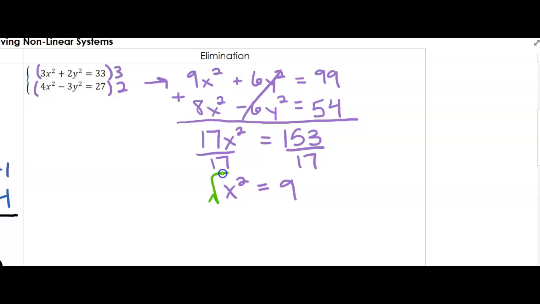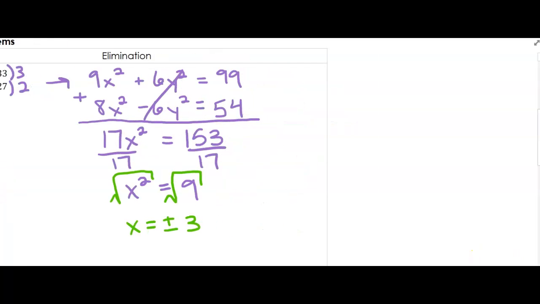In order to get x equals, I'm going to take the square root of both sides, so I get x equals, what do I always need when I take the square root myself? Yeah, plus or minus 3. I need my plus minus. All right, so I have my x values. That was like my step 1, solve for x. Now I get to solve for y.